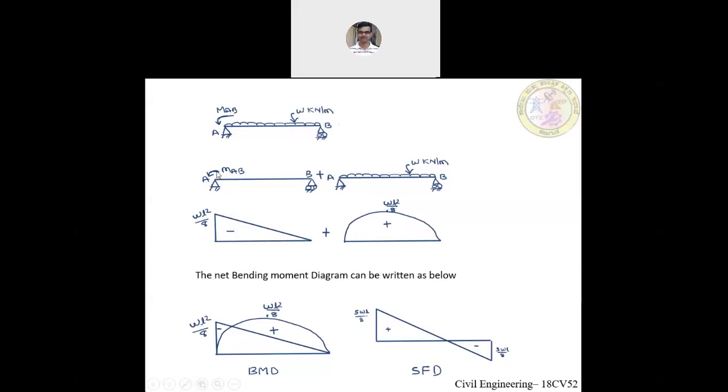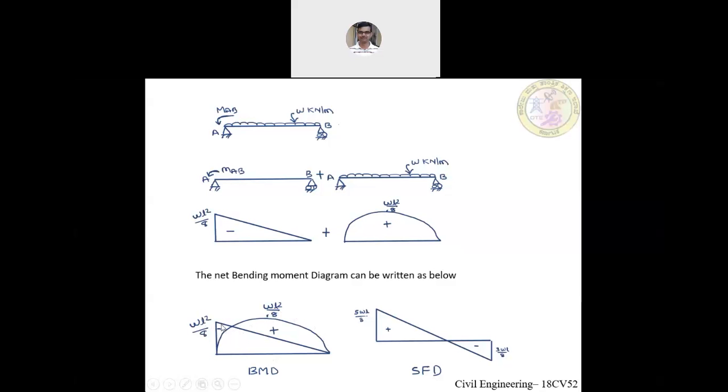If you can see, this MAB is trying to hog the beam, and it is creating negative bending moment. Whereas for this uniformly distributed load, the simple bending moment, we know it is going to be a parabola and will have a maximum bending moment of WL square by 8 at the midspan. Now I'm going to superimpose the simple bending moment as well as the end moment, so that I will get the net bending moment like this. We'll have a bending moment of WL square by 8 at the support, over which we'll have a superimposed simple bending moment with a maximum of WL square by 8 at the midspan.